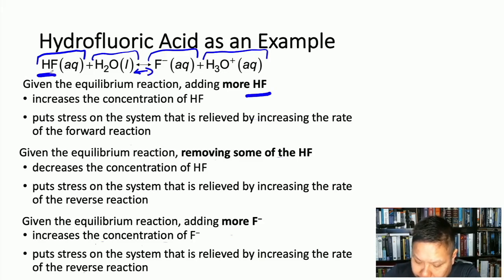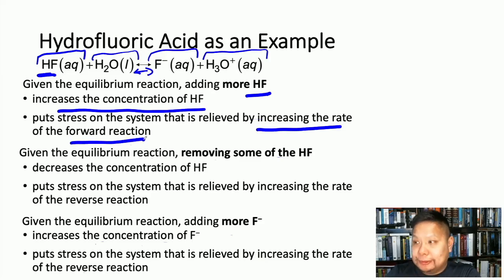So, given this equilibrium reaction, what happens when we add more HF? This reactant right here. Well, that increases the concentration of the HF. It puts stress on the system that is relieved by increasing the rate of the forward reaction, right? That way, more of the HF is being broken into fluoride ions and hydronium ions, right?